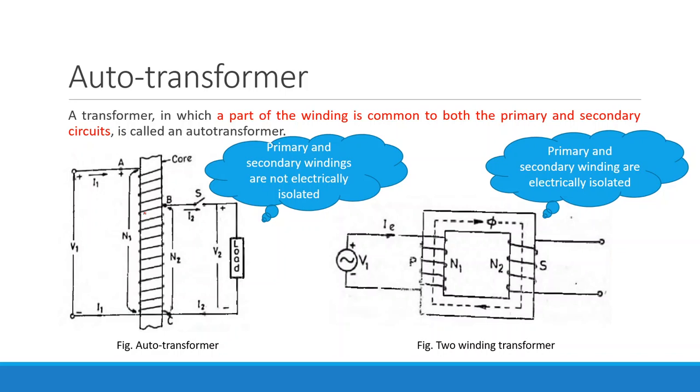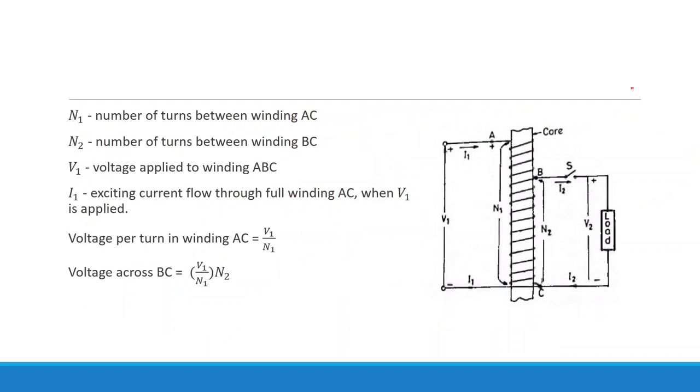The second thing, it's primary and secondary. In two winding transformer, that is electrically isolated. They are not electrically connected. There is no connection you could see between primary and secondary. Okay, so let us talk about a little bit more about auto transformer.